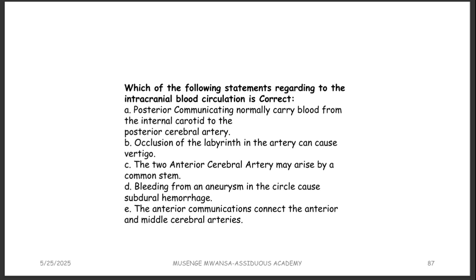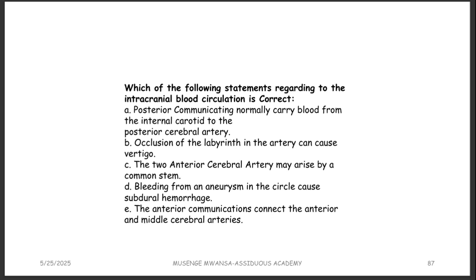Labyrinthine, I said the internal ear contains the vestibular part and the auditory part. The auditory part is supplied by the labyrinthine, but the balance, the vestibular part, is not supplied. So that option is not correct. Vertigo is a problem of balance, and that's not supplied by the labyrinthine.